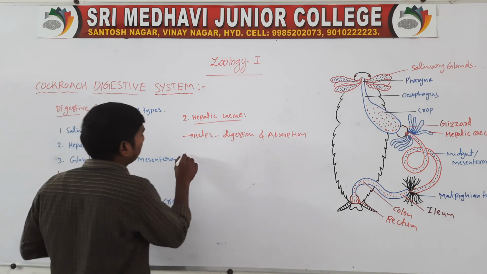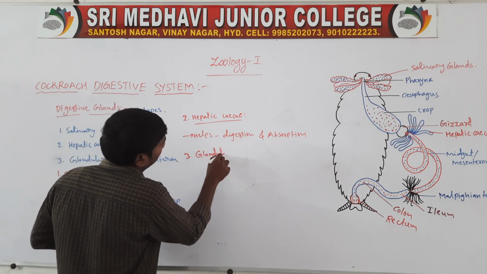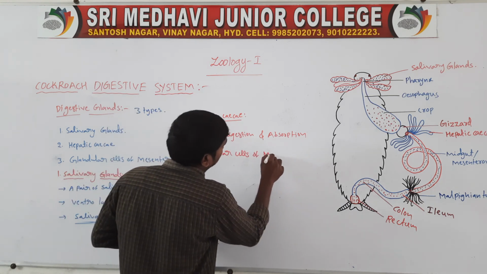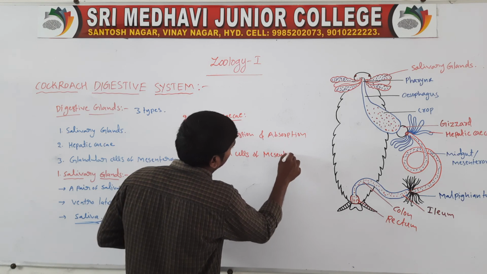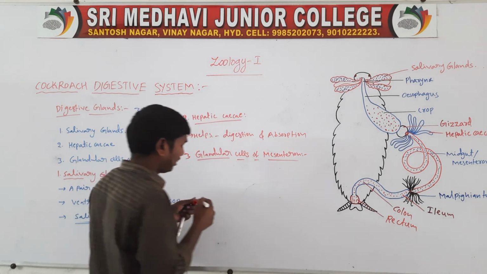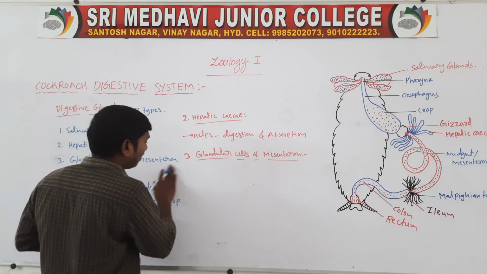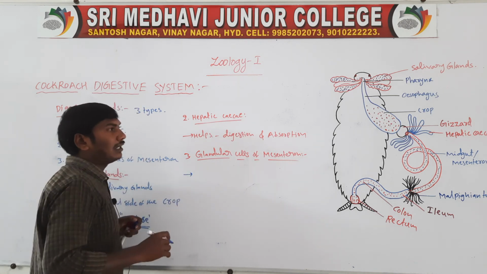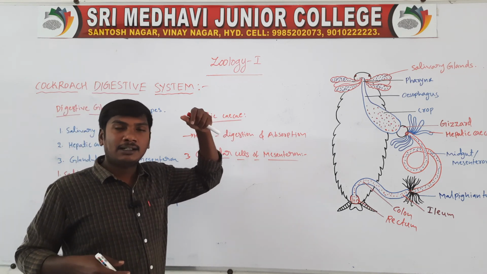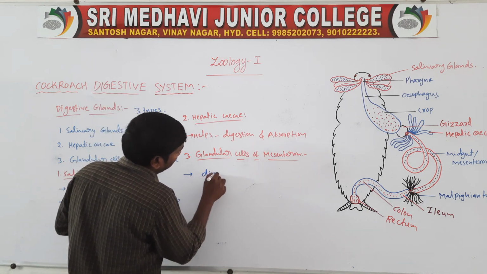Third, the glandular cells of the mesenteron. The glandular cells of the mesenteron are present in the midgut, in the anterior region, and they secrete digestive enzymes.